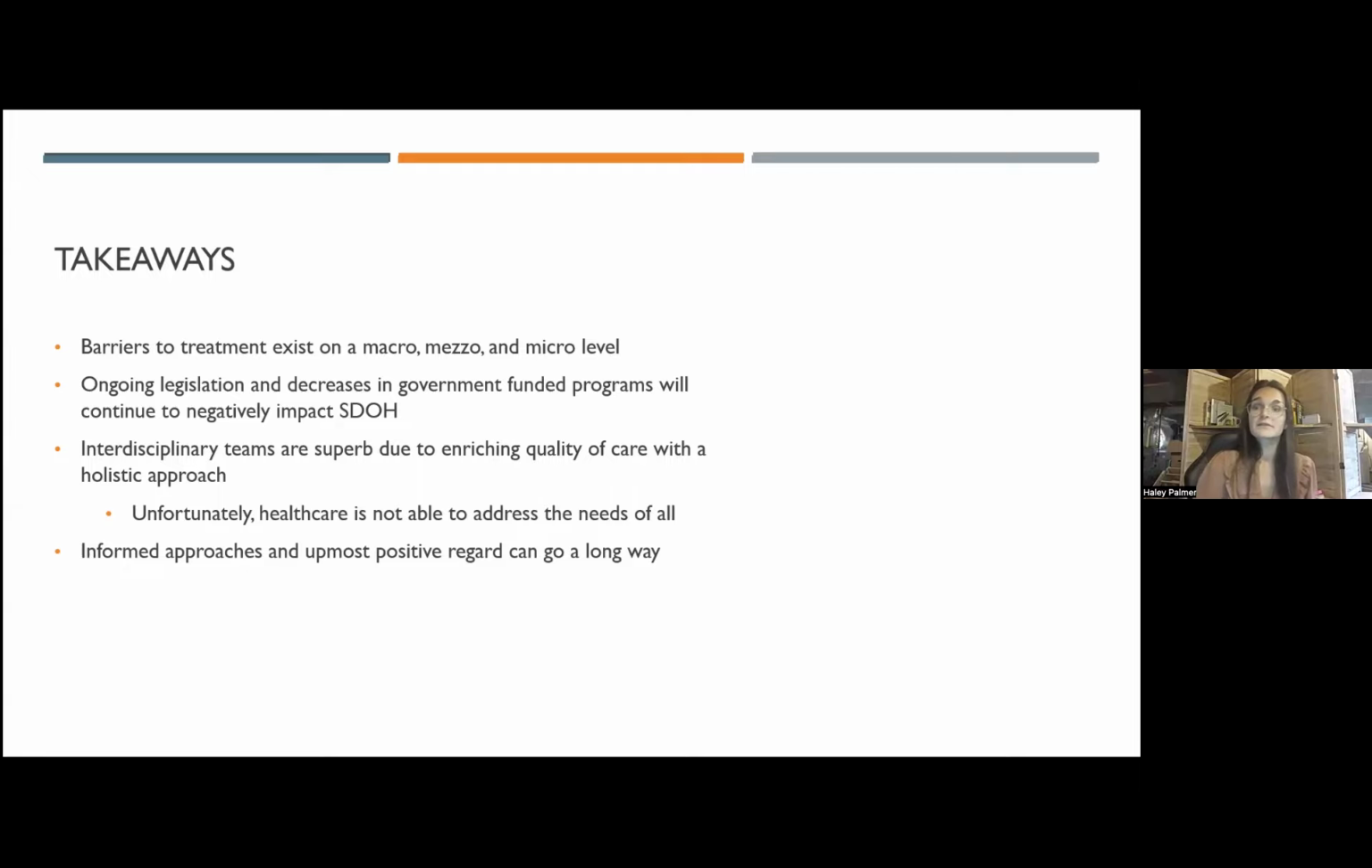Informed approaches, of course, we know trauma. We hear a lot about trauma-informed approaches, but determinants of health-informed approaches and utmost positive regard can really go a long way. People are doing the best they can with what they have, and the more that we consider these types of determinants, I believe the better types of treatment that we as providers can provide for our people.